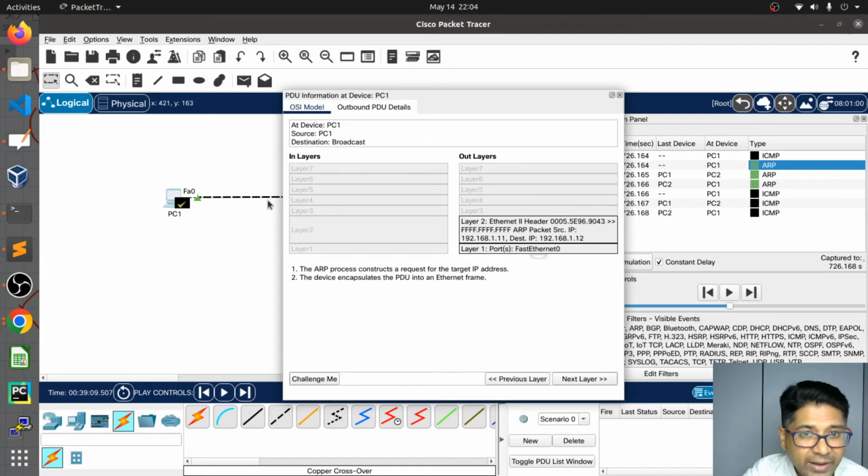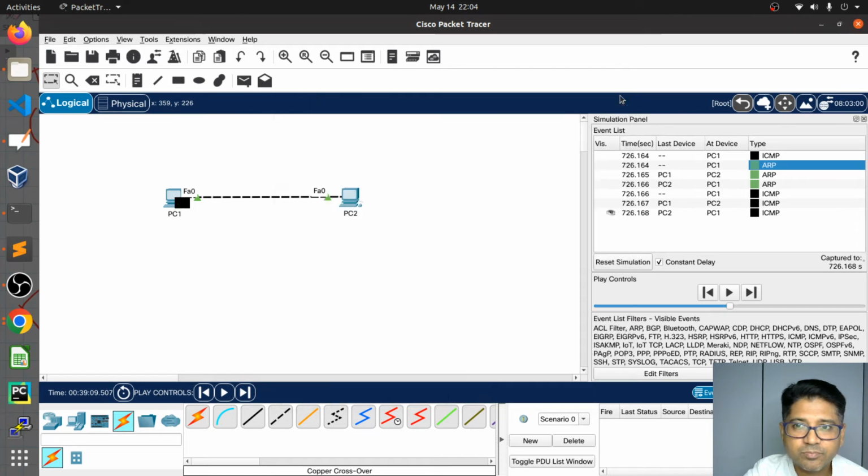So what happened here? I'm going to start from ICMP. Try to understand, this is very important from an interview perspective. They will ask you how host to host communication happens. You have to remember there are only two protocols responsible for host to host communication. What are those protocols? ICMP and ARP.